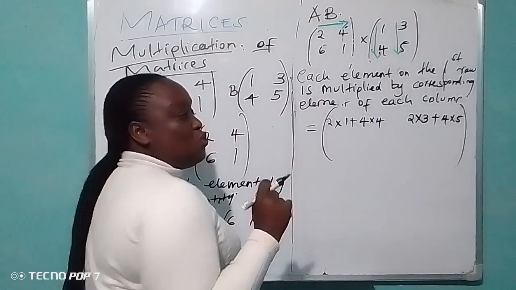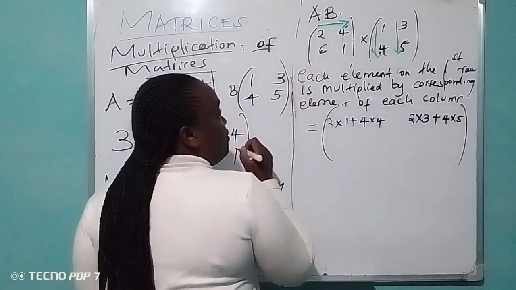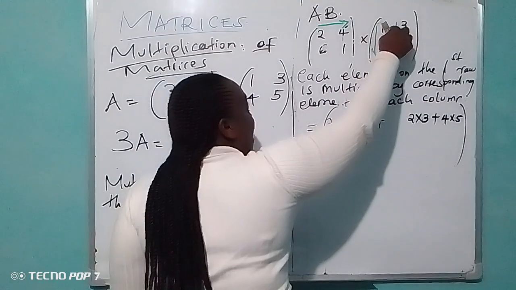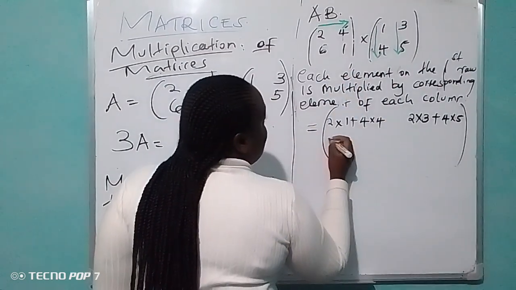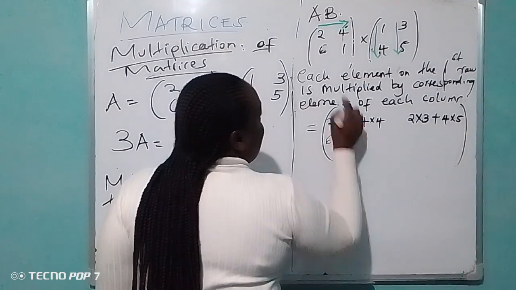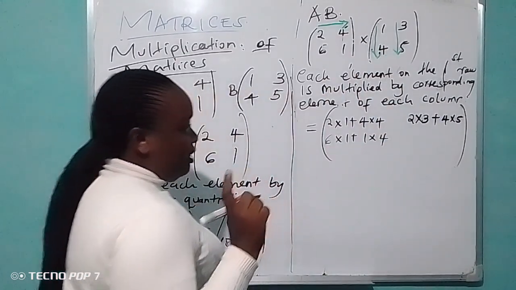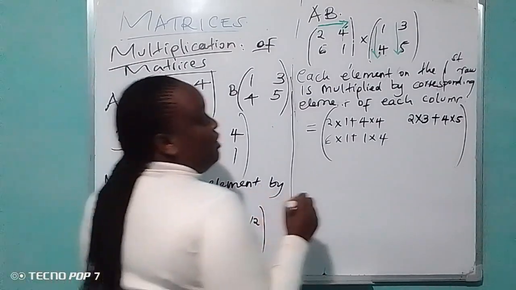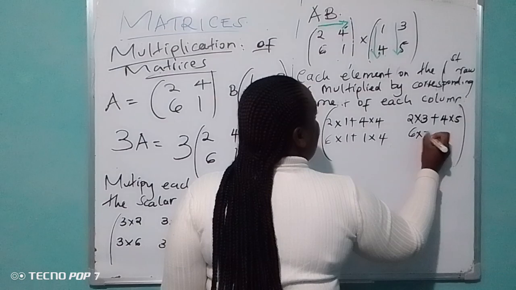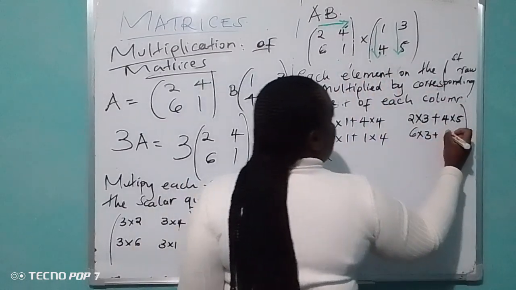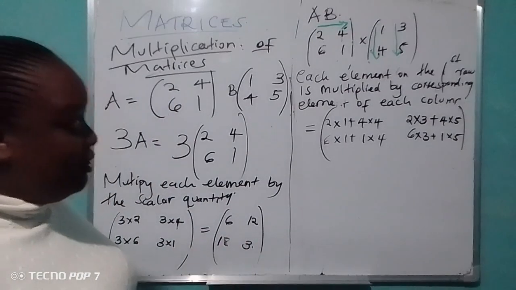Then we go to the second row: 6 times 1 plus 1 times 4. Then again, 6 times 3 plus 1 times 5. I hope we are together up to here.